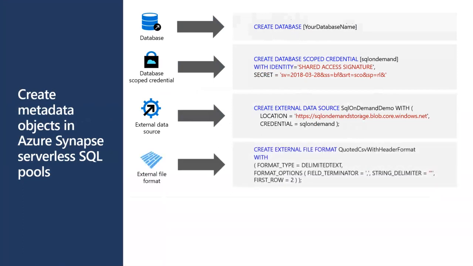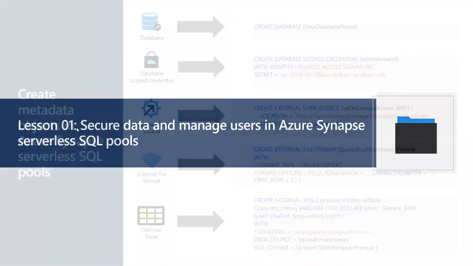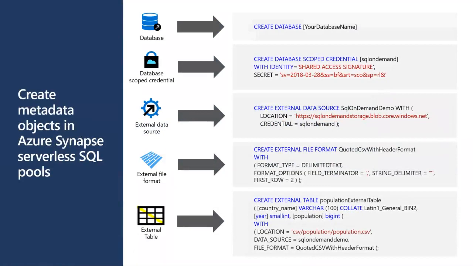Then you have create external file format, and this is going to provide information pertaining to the format of the files that will be accessed within the data store. Sorry, I have been a bit quick here. And finally, you have create external table, and this contains basically the table definition in which the data from the file will be loaded into.